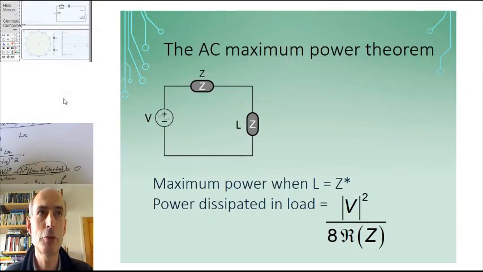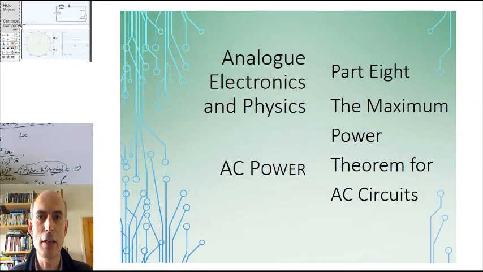So, quick summary. The AC maximum power theorem applies when you have a linear source with a source impedance of Z, and you get the maximum power dissipated in the load. That's the maximum active power when the load impedance is the complex conjugate of the source impedance. And you can go through and work out what that maximum power actually is going to be, and you'll find it's given by this. And that's all for this one.